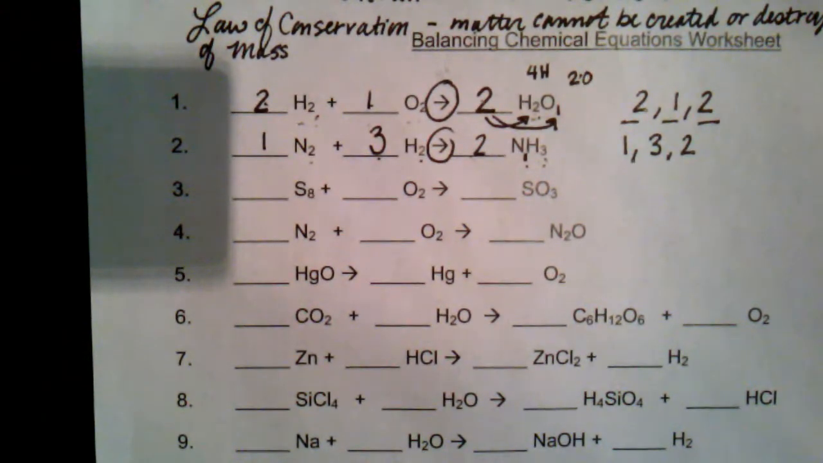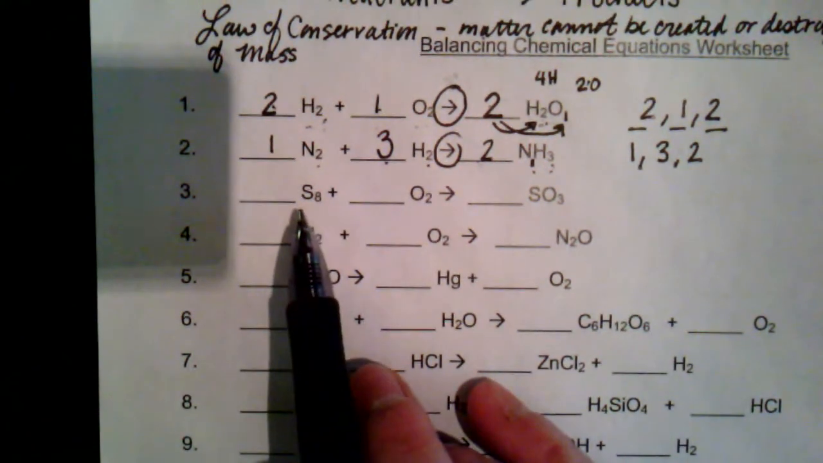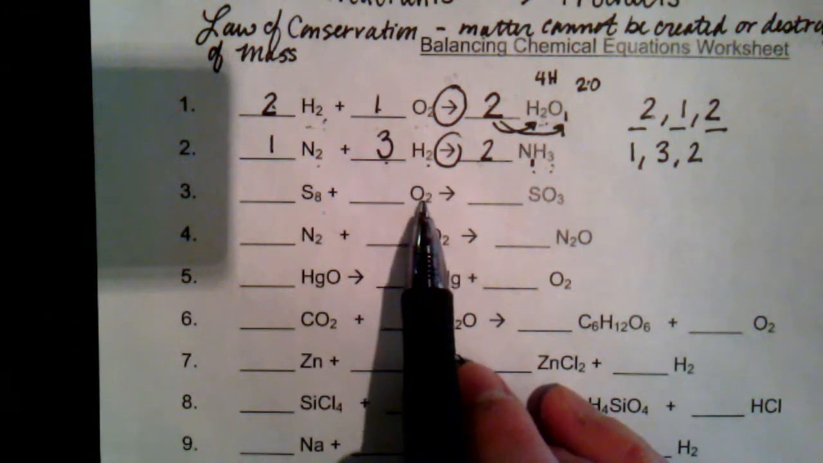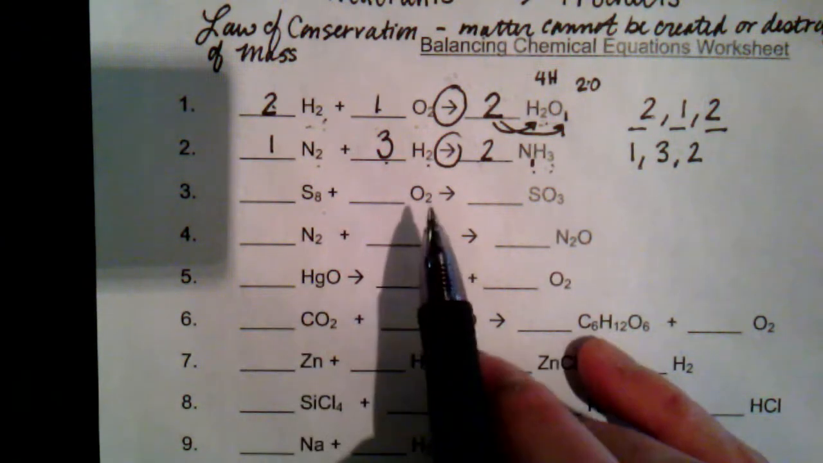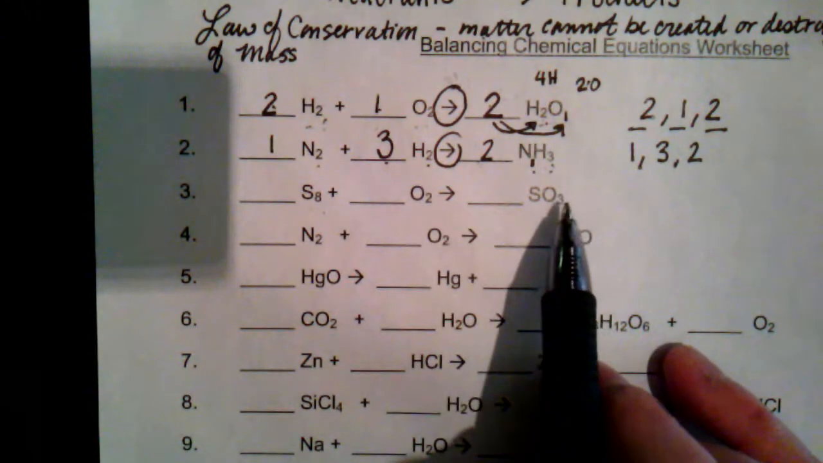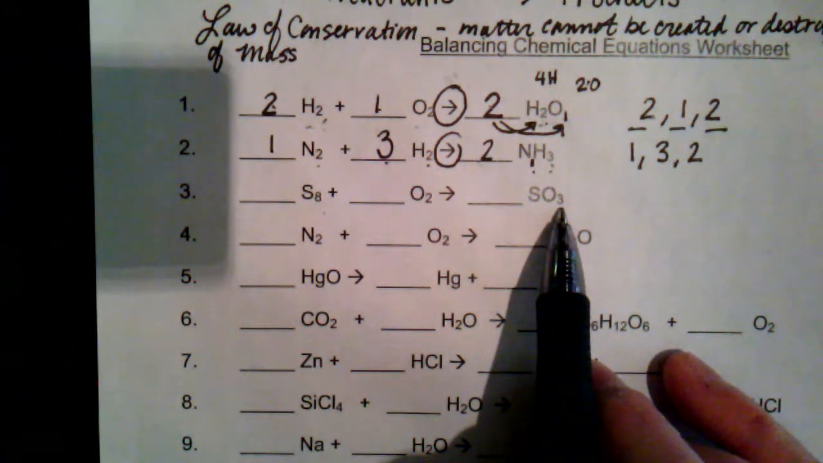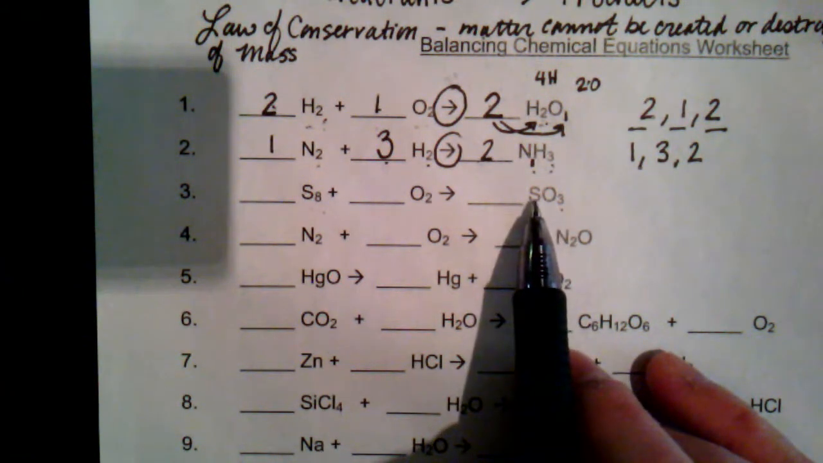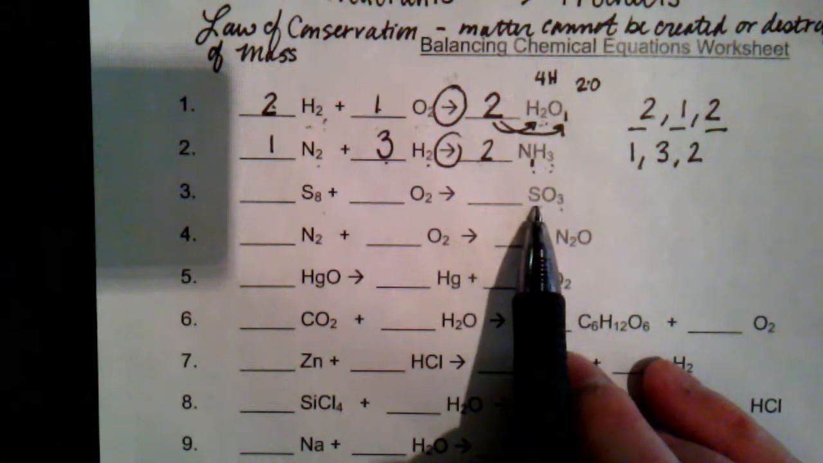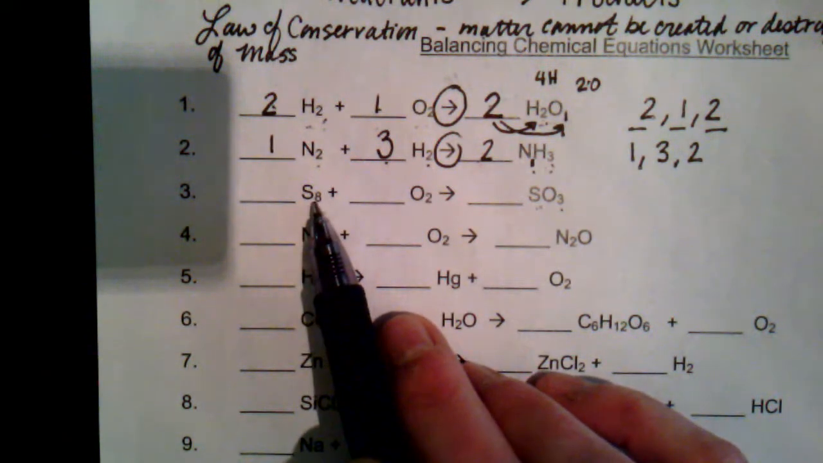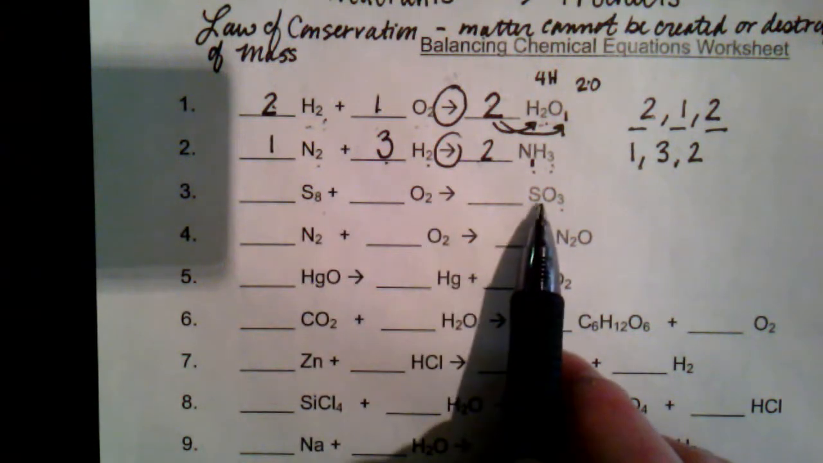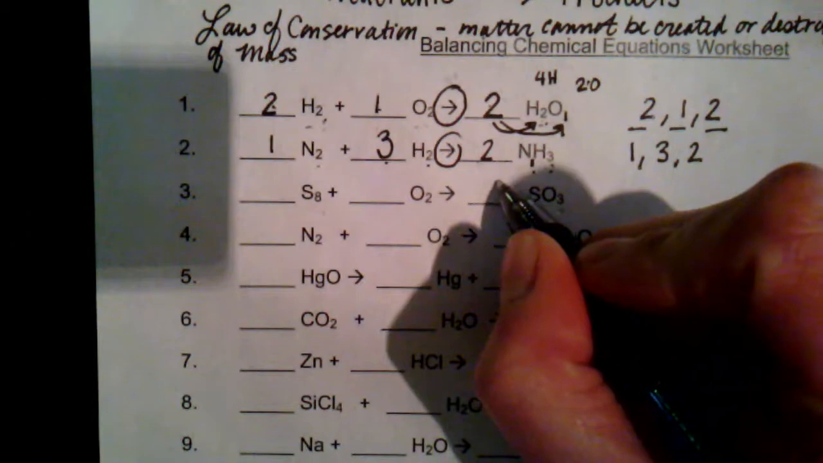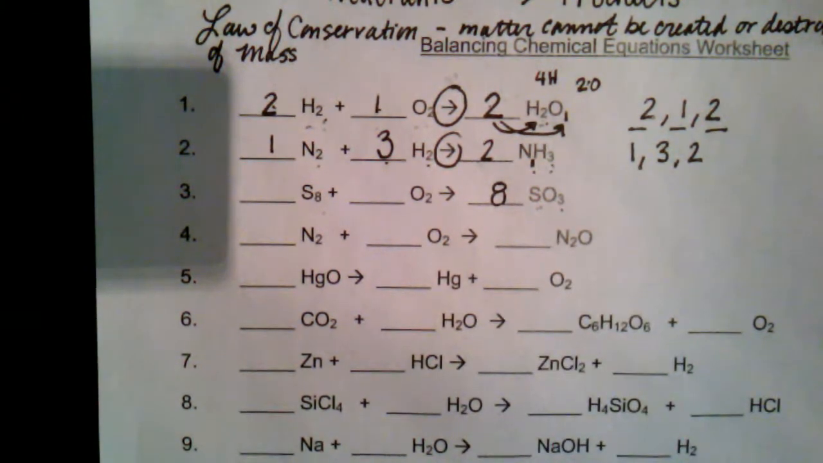Okay, let's look at number 3. We have S8O2, and then we have SO3. Okay, so let's look at the oxygens first. 2 and 3. The smallest number that both of those go into is 6. So I can already tell that that's not going to be right because this would be 6 sulfurs and we have 8 over here. Well, let's try to balance the sulfurs. 8 and 1. So if we put an 8 in front of this to balance up those sulfurs.